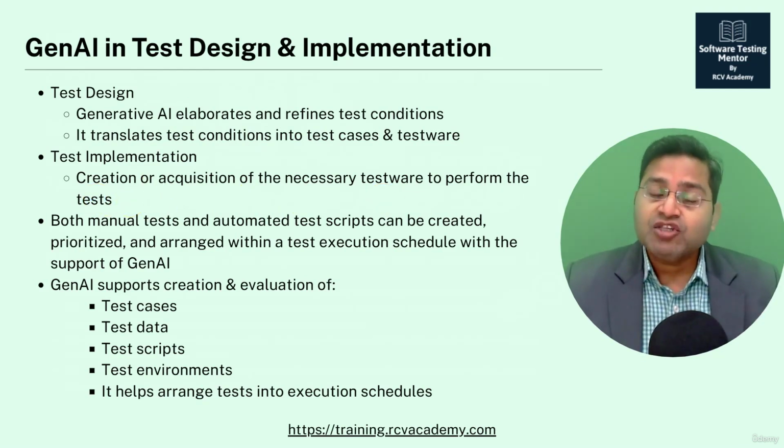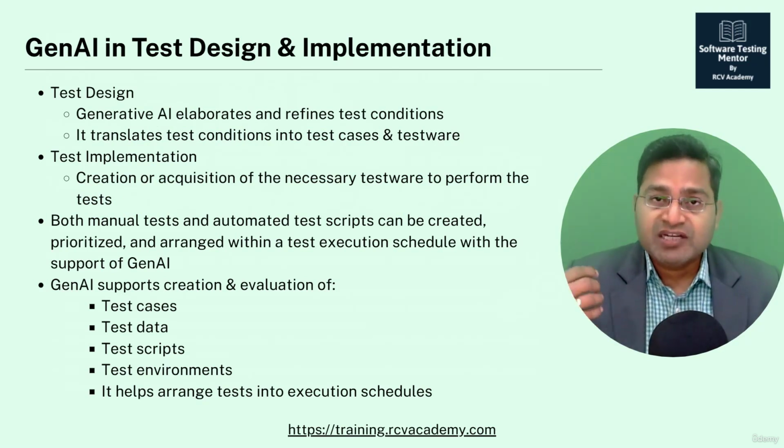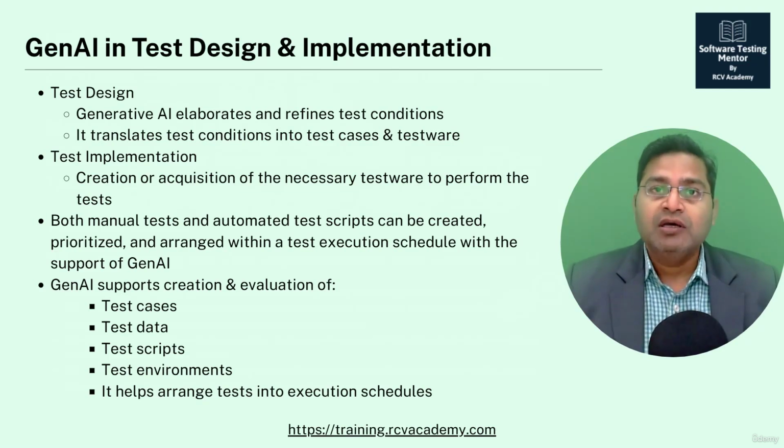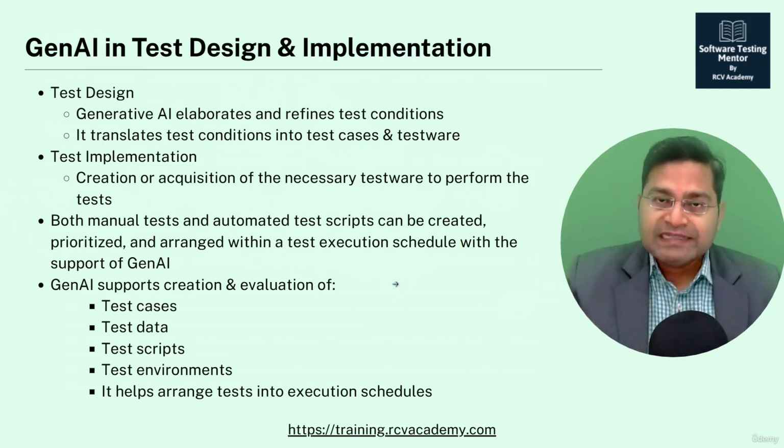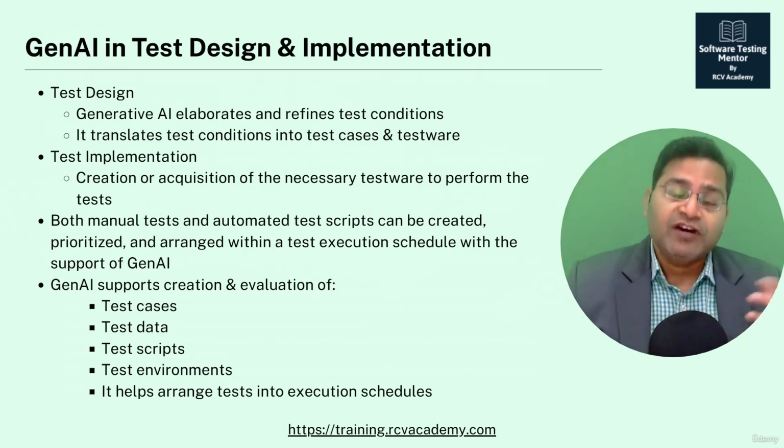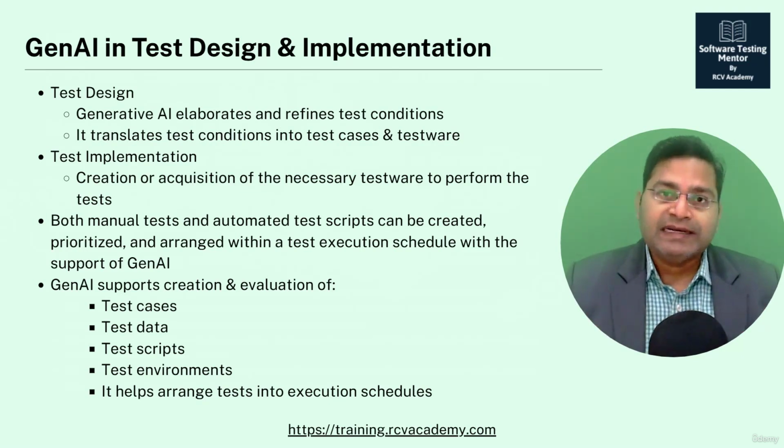And Gen AI is also able to help you in test implementation, whether it is test data or fake test data generation, or figuring out what the sequence or flow of the test cases or test conditions should be. You can get all that information easily using generative AI. Then both manual and automated test scripts can be created, prioritized, and arranged in the test execution schedule with the support of generative AI. You can take the help of generative AI to see the priority based on the priority that you define in your requirements. So accordingly, you will get that information.